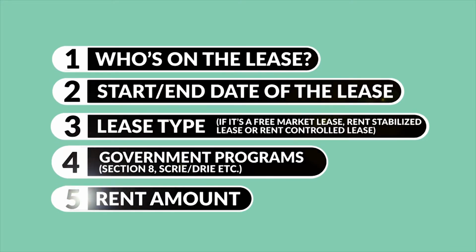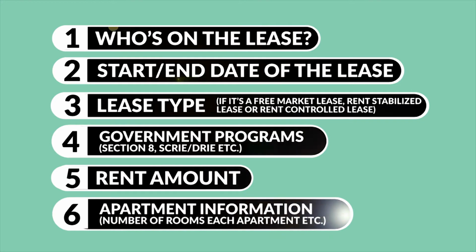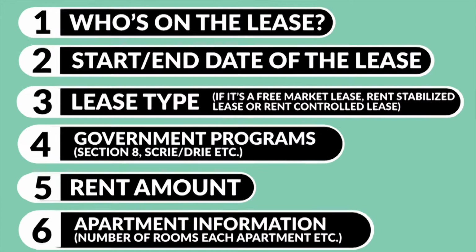5, the rent amount. If it's a free market apartment, then figuring out the rent is straightforward. But with rent stabilized apartments, it's anything but straightforward. You have to consider other factors like the legal rent and what kind of rent increases are allowed. In New York City, for example, rent stabilized increases are determined by the Rent Guidelines Board. Finally, 6. You also want to include information about the apartment itself in the rent roll. For example, the number of rooms each apartment has.